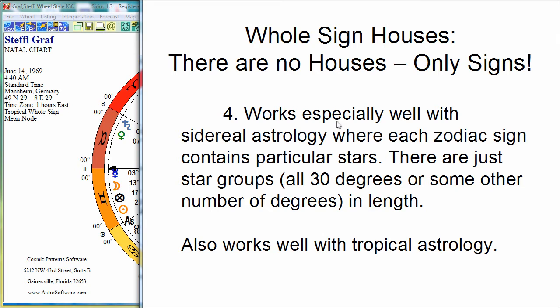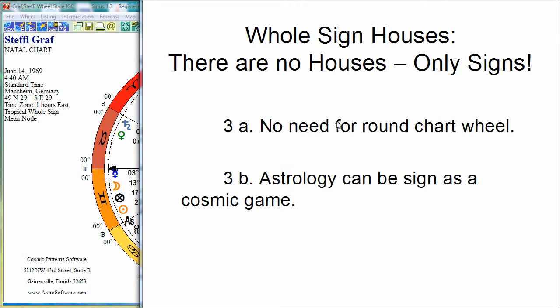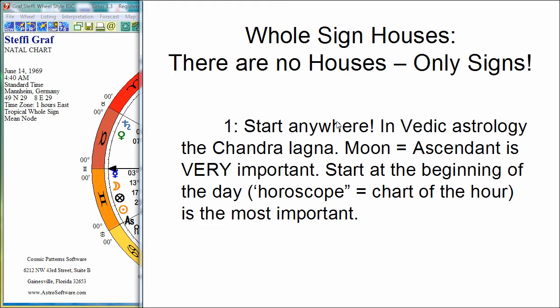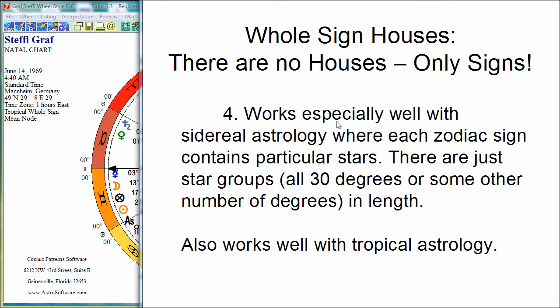Well, that's maybe a weaker point. I think the stronger points, if I go back, are the first 2 points. If you're using signs equals houses, relative signs is an obvious idea, and doing your chart from any point. These first 2 are the big ones. Third and fourth, more arguable, maybe more subtle, but I thought I'd mention them anyway.